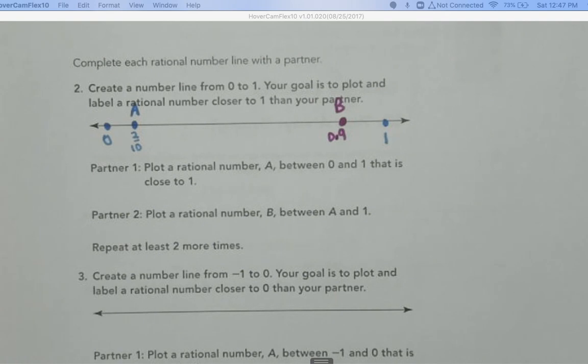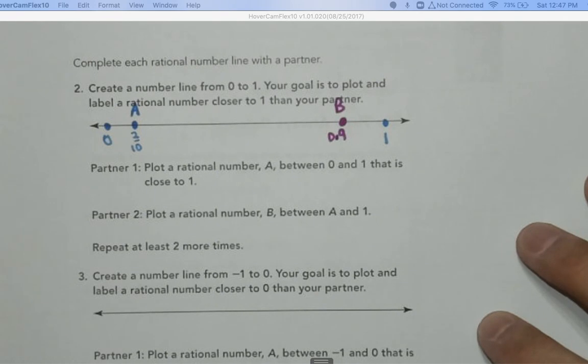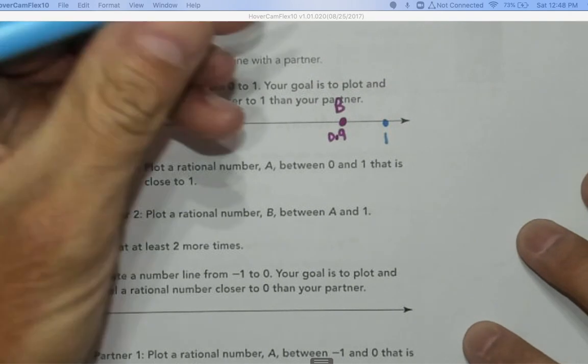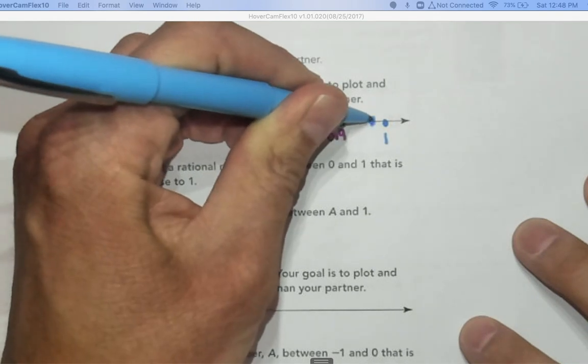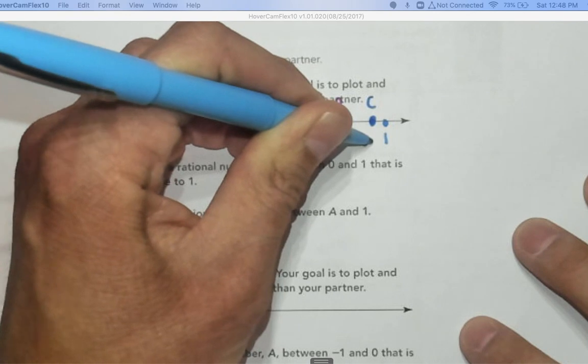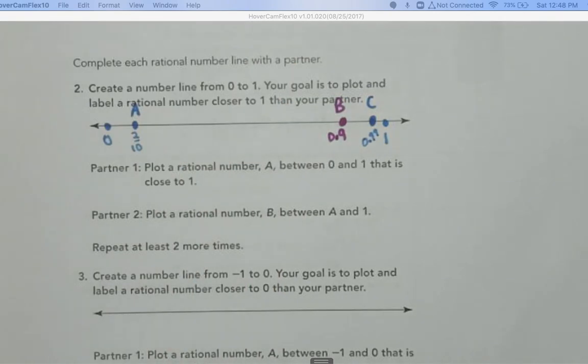So now you need to give me a number, Mrs. Lewandowski, that is closer to 1 than what I gave. Oh, come on. That's why I started low. Okay, I'm going to go for 99 hundredths. All right. And so I'm going to put C on here, and then I'm going to put 99 hundredths as being closer. And then it says repeat 2 more times.